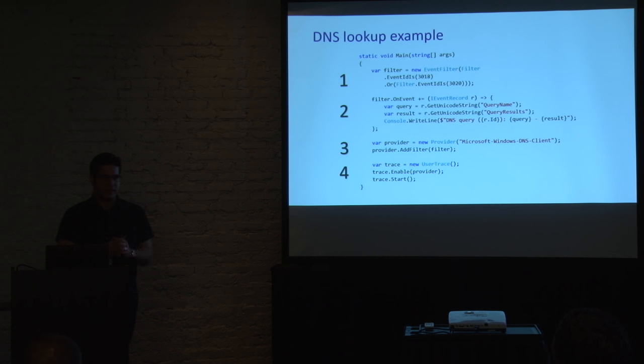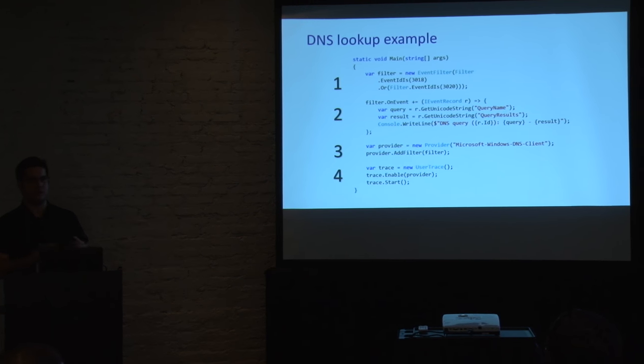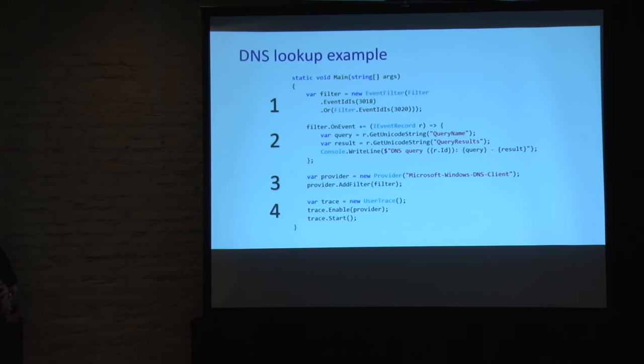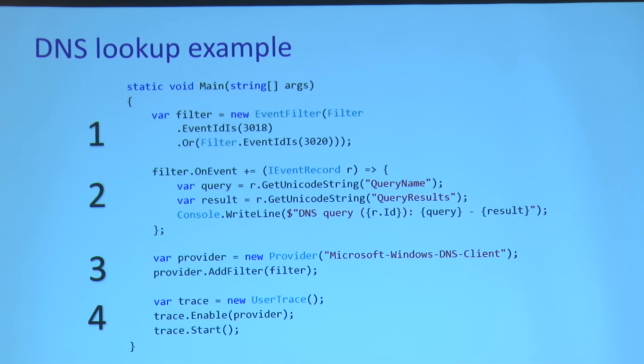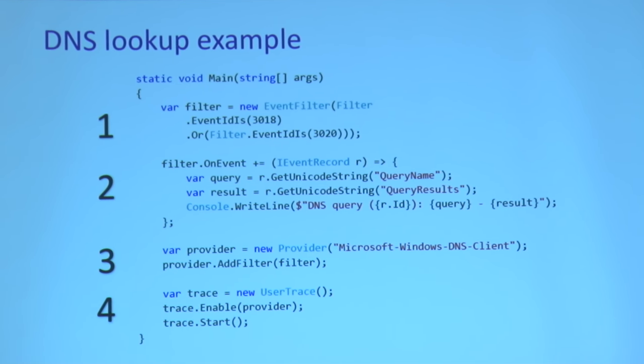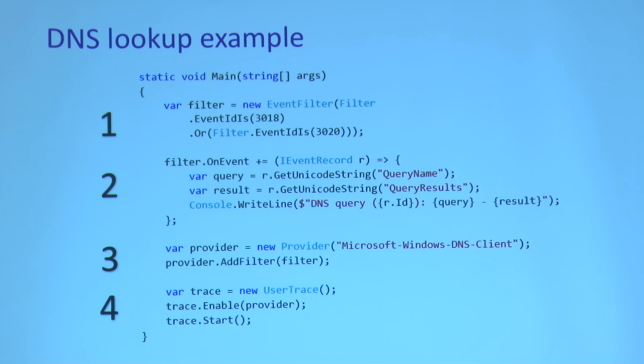Number two, setting up a callback. Nothing fancy there. That first line with the query is where we're finding out what the domain name was that was fetched. The second line is just us getting what the response was from the DNS server. The third line is us creating a provider object that represents the subscription to that given provider we think is interesting. And then we add the filter. That filter is per provider. You don't add it on the global level. You add it per provider. That way you can filter down each provider to only the things that you care about. And that filtering happens in the native layer, so it never even bubbles up into starting to create managed objects.